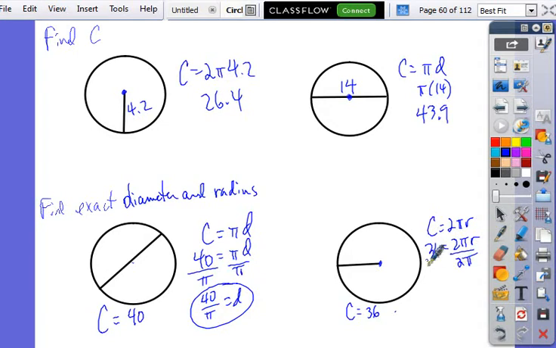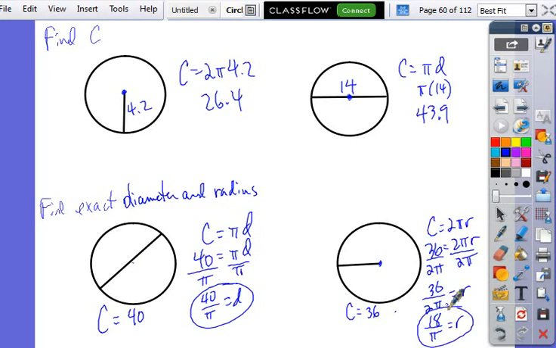Here's where people mess up. What are we supposed to do with 36 over 2 pi? What did I tell y'all yesterday? Divide the exact number. Do the numbers by themselves. So what is 36 divided by 2? 18. Where's the pi at? Top or bottom of the fraction? Bottom. It stays in the bottom. That's the part that messes people up. They want to put 18 pi. That's not the answer. It's 18 over pi.